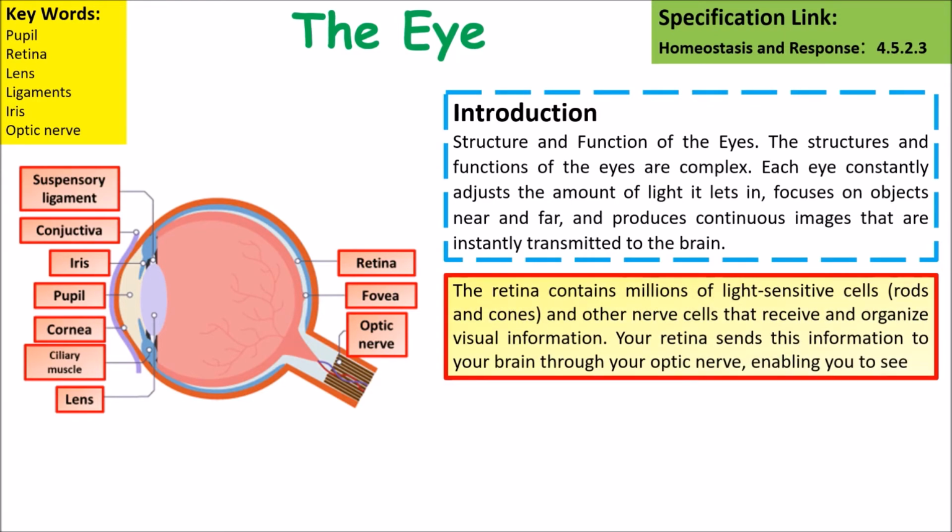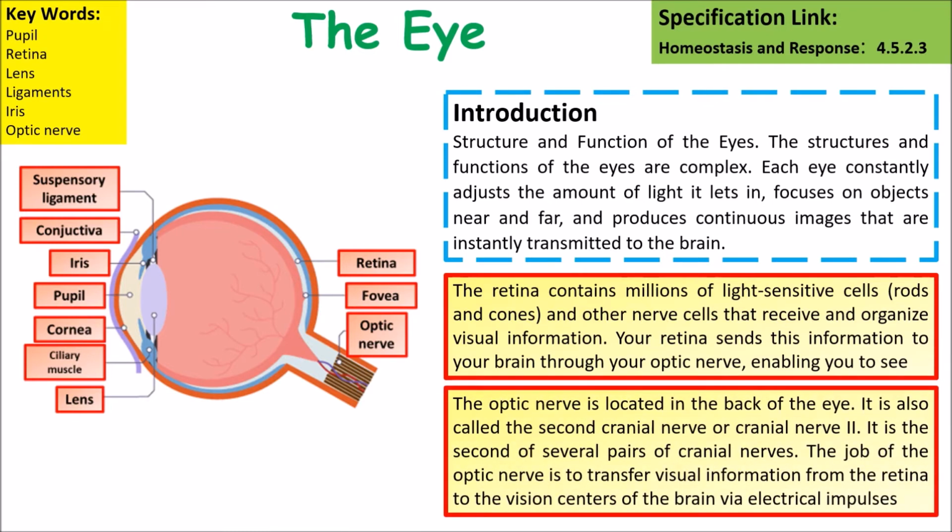The retina contains millions of light sensitive cells. These are rod and cone cells, and they convert the light energy into a nerve impulse that travels down the optic nerve to the brain. And like we've just said, the optic nerve is located at the back of the eye and goes from the eye to the brain.